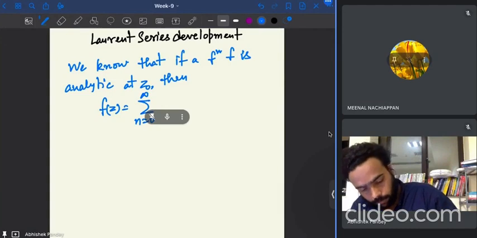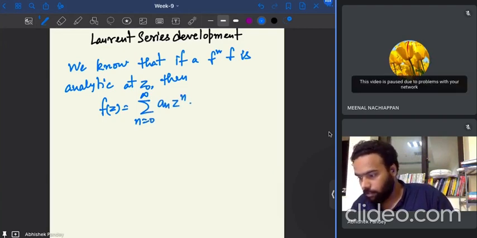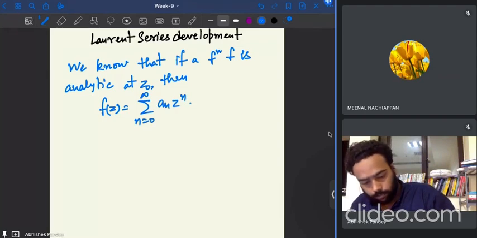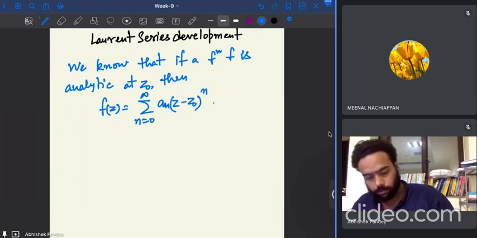z minus z naught to the power n, which is valid in some neighborhood of z naught. Okay.